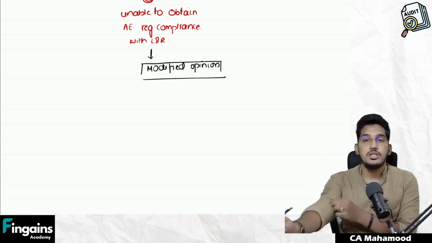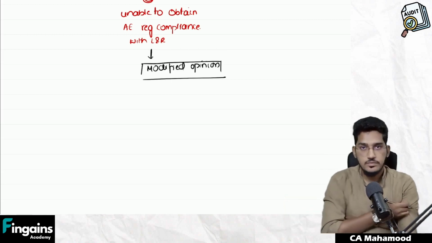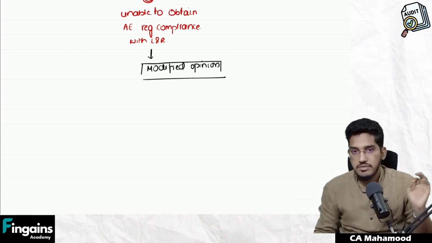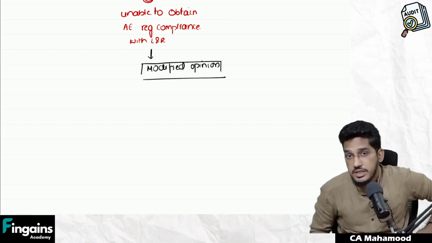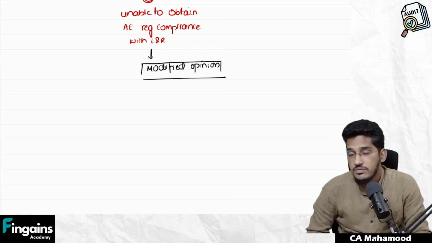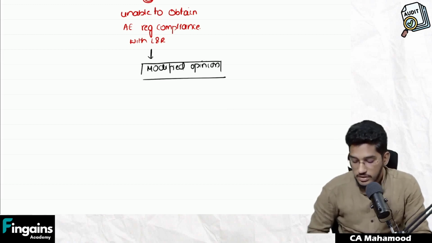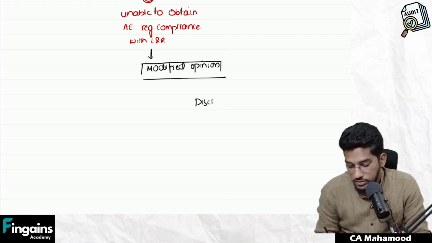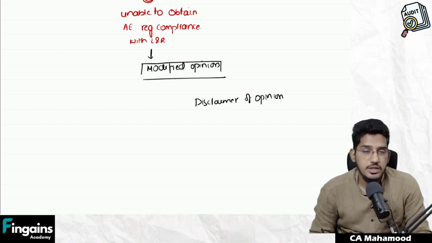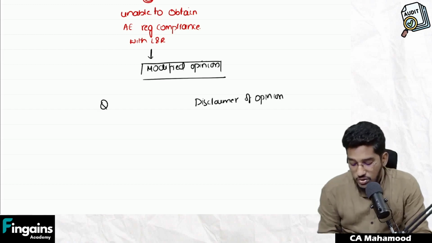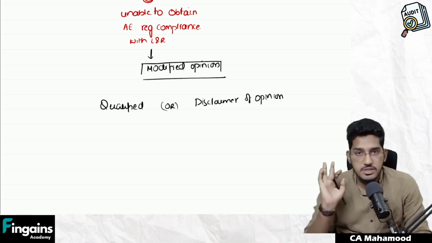But once again my question: which kind of modified opinion? Under modified we have three categories: qualified, adverse, disclaimer. Which opinion should we give if we are unable to obtain sufficient and appropriate audit evidence regarding compliance with the laws and regulations? Most of the people will say disclaimer, but you are wrong. Whenever there is no audit evidence, disclaimer of opinion is not the only option. What option is also possible? Qualified is also possible. This is what most of the students will miss out.